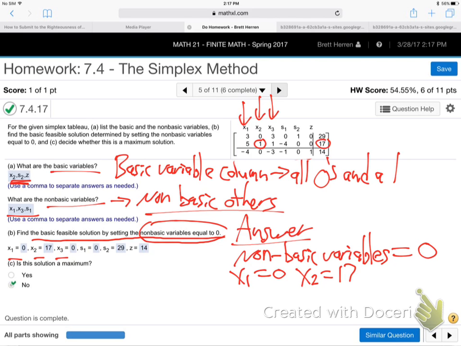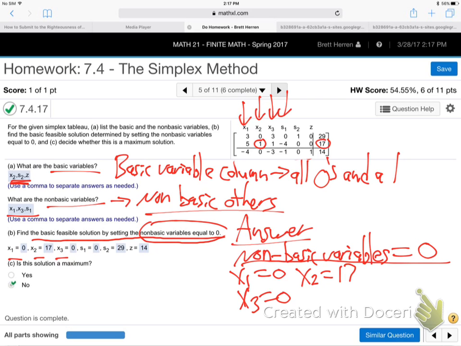X3, going down X3. Are you all zeros and a one? No. He's like, I'm not simple. I'm not basic. I'm not all zeros and a one. Well, then you're zero, baby. You're just zero, right? That's what we do. When you're not simple, you're just zero. The non-basic variables, we just say, well, then you're zero. It makes it very easy.